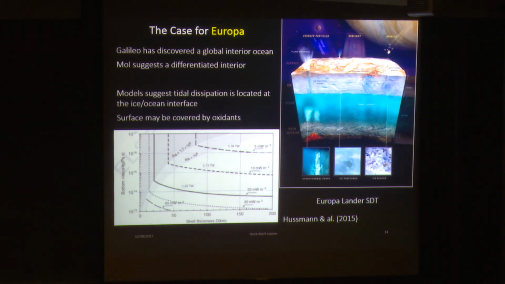Now I go to Europa. So as I said before, Galileo has discovered the global interior ocean, with the moment of inertia inferred from the gravity measurements. And we have to keep in mind that Galileo was not as good as Cassini for gravity measurements. For example, we have two degree-2 gravity coefficients that we call J2 and C22. And for Galileo, it was assumed when we inverted the observations that J2 was 1/10 of C22.